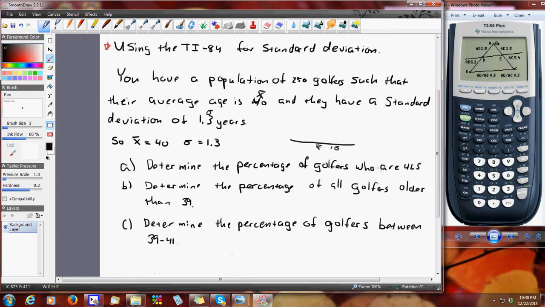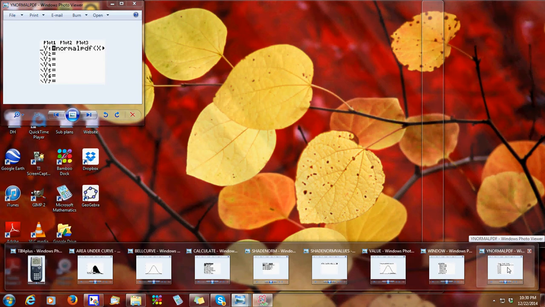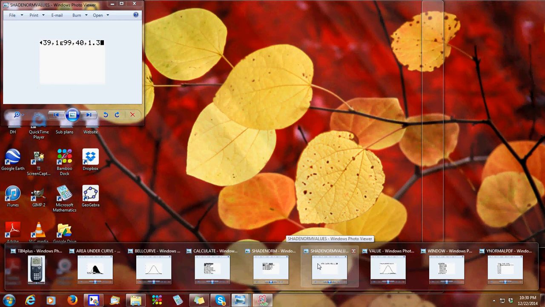I'm going to turn on my TI-83 and I'm going to press Y equals, which is this button here, and you're going to get a screen. Then I'm going to press second and vars. Second's here and vars is here, and when you get that, you're going to get a picture that looks something like that. I'm going to pick normal PDF, and the values I'm going to put in are going to be this.